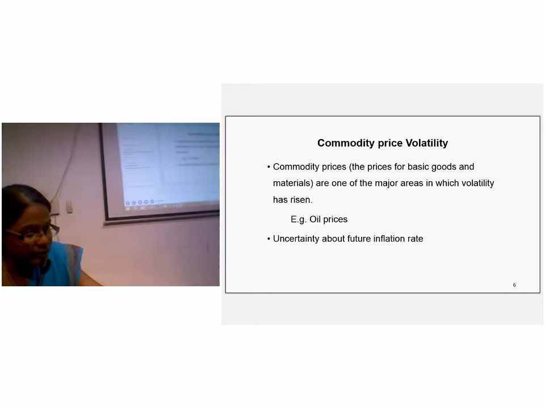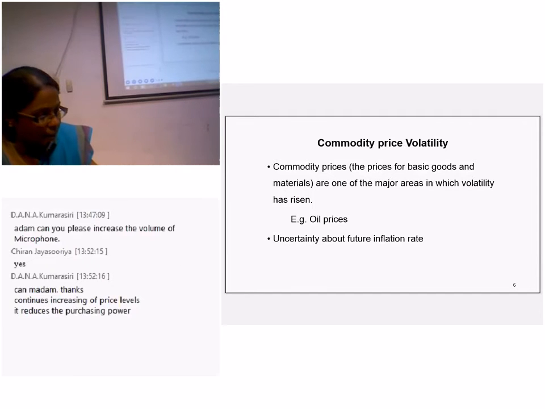Increasing general price. Now, why is this a risk area? Why should an organization be concerned about inflation? How does it create a risk for an organization? Why should we bother about inflation? Is it a matter? Should we do something about this? It reduces the purchasing power, correct?